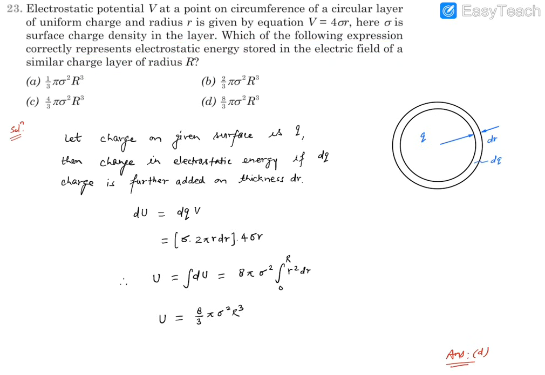So the situation is this: we have a circular layer. If it has a surface charge density sigma, then its potential at the circumference is given as 4 sigma r if its radius is r. That's what the meaning is for this potential that is given to us.